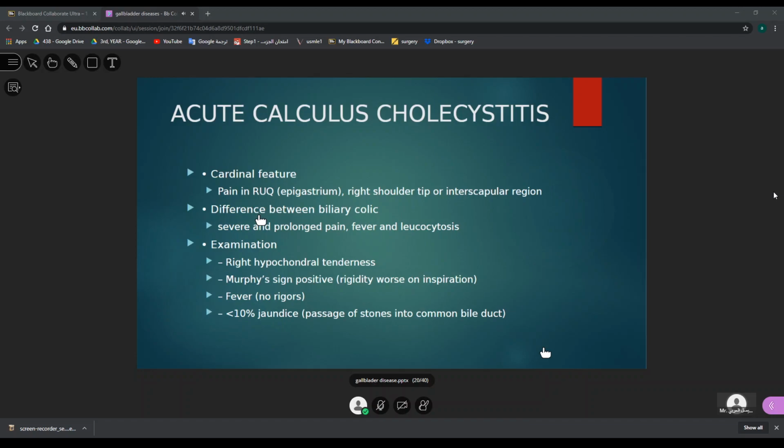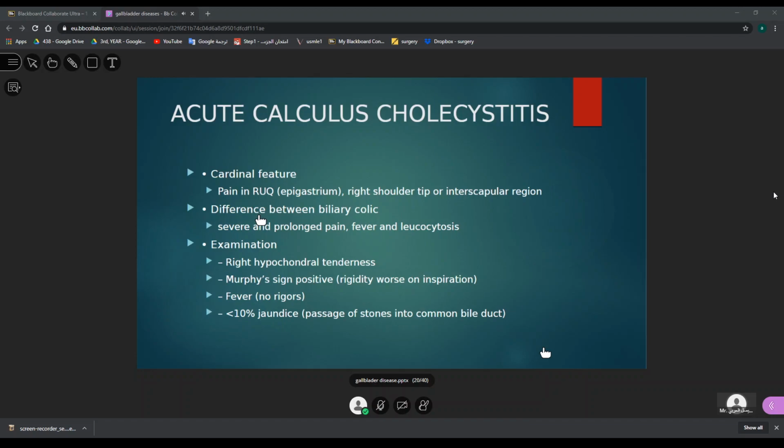Good. So complications, if the acute calculus cholecystitis is not resolved: we'll have gallbladder empyema, the wall becomes necrotic and perforates, abscess, which perforates into the peritoneal cavity with septic peritonitis.